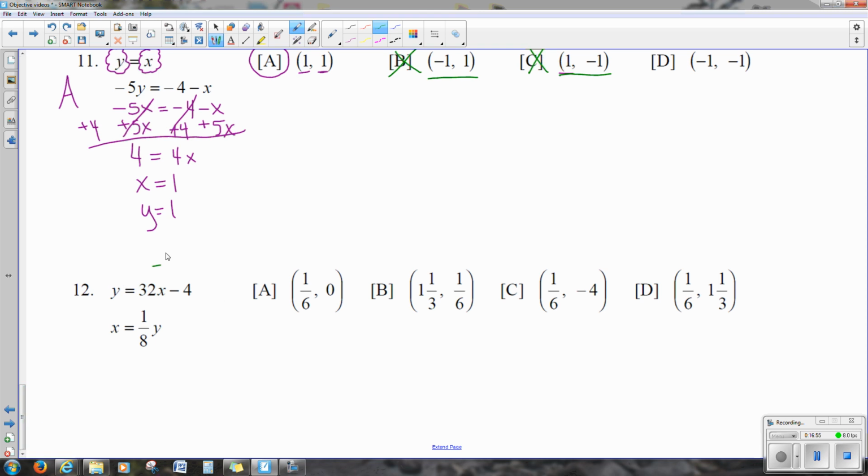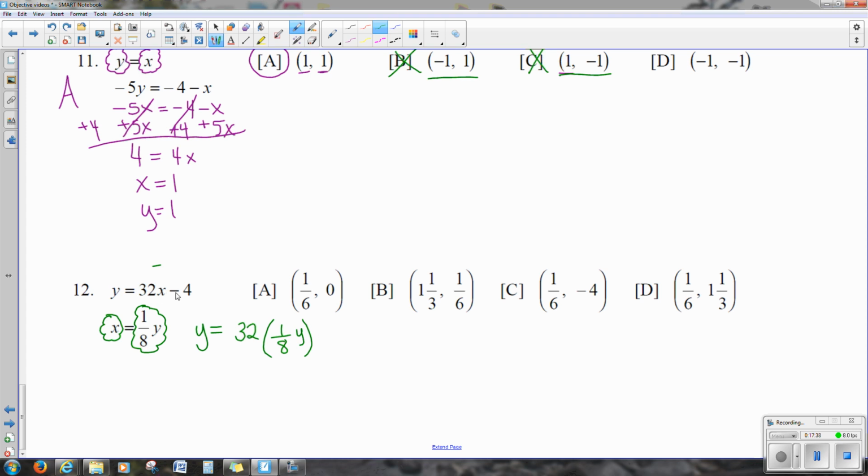All right, the last one I wanted to look at with you. Remember, I know you guys aren't completely in love with fractions. So if you don't want to take 1/8 y and plug it in for x, you do have other options. It's really not so bad, though, so let's look at it. I'm going to take x, and I'm going to replace it with 1/8 y. So let's rewrite this first equation. We get y equals 32 times x. And remember that x is 1/8 times y. So I have 32 times 1/8 times y.